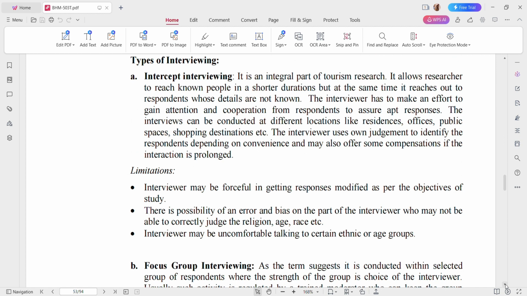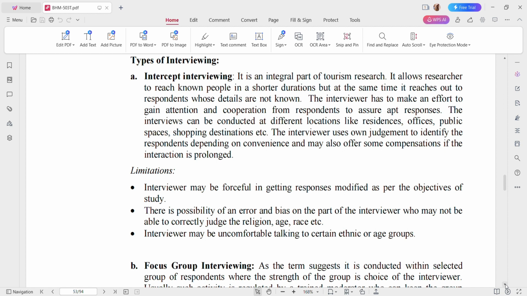Kasi nga, gusto mong makakuha, but tendency kasi, di ba, pag ambush interview siya, the tendency maraming umiiwas. Kaya minsan naging forceful si interviewer. Ito yung limitation din niya. No? There's a possibility of an error and bias on the part of the interviewer who may not be able to correctly judge their religion, age, race, and etc. Ito siya kasi importante. Yan, no?